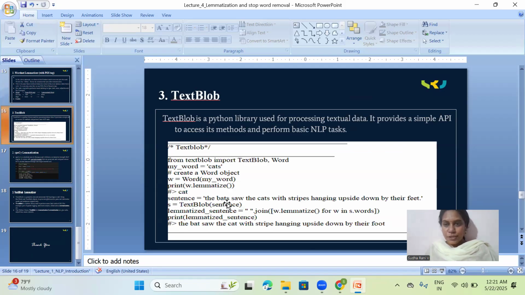The next type is TextBlob lemmatizer. TextBlob is a Python library used for pre-processing textual data. It provides a simple API to access its methods and perform basic NLP tasks.